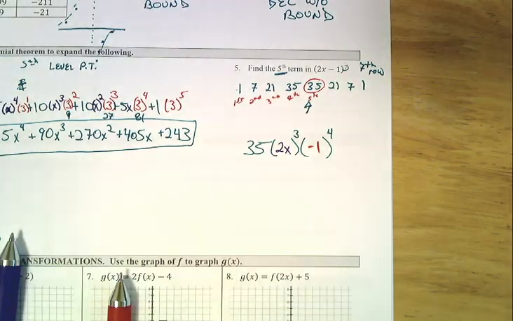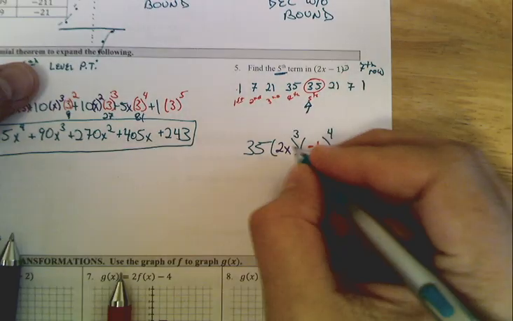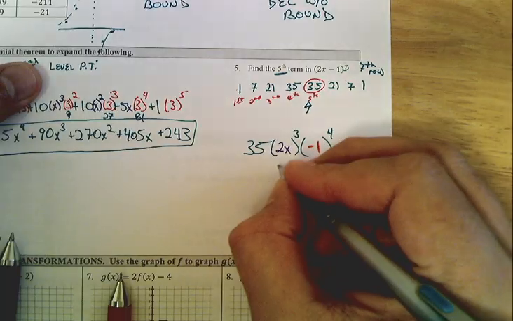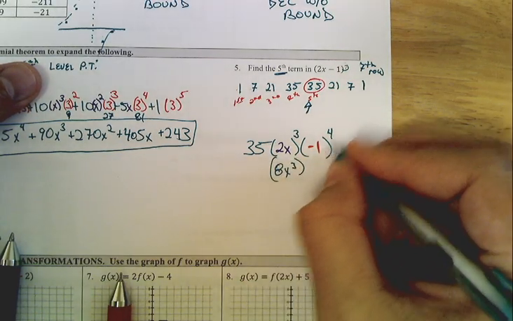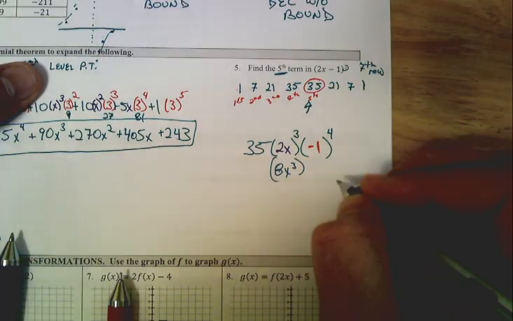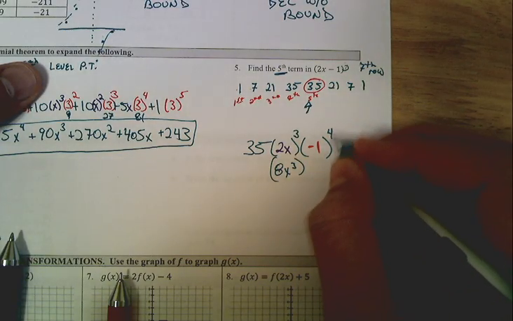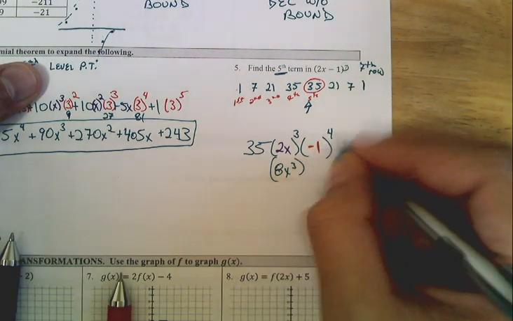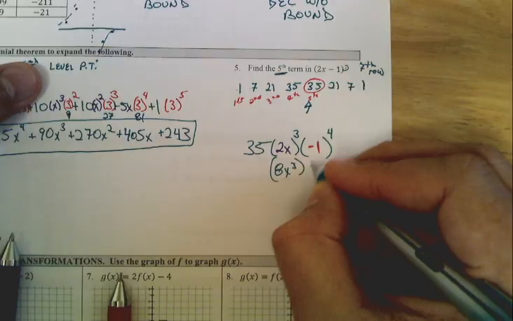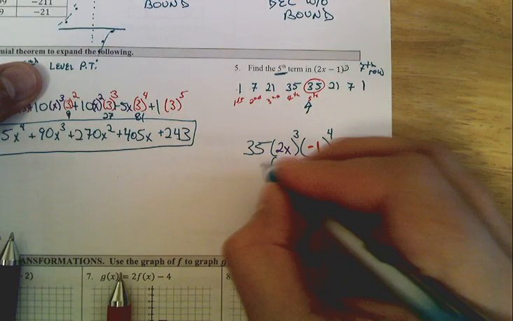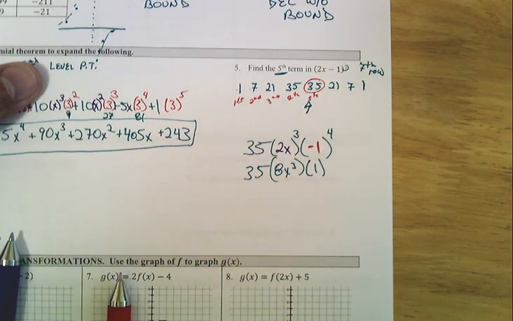So now we just need to simplify. 2x to the 3rd is going to be 8x to the 3rd. And then negative 1 to the fourth power, well, that is an even power. A negative number to an even power is going to be positive. So this is just going to be times 1 and 35.